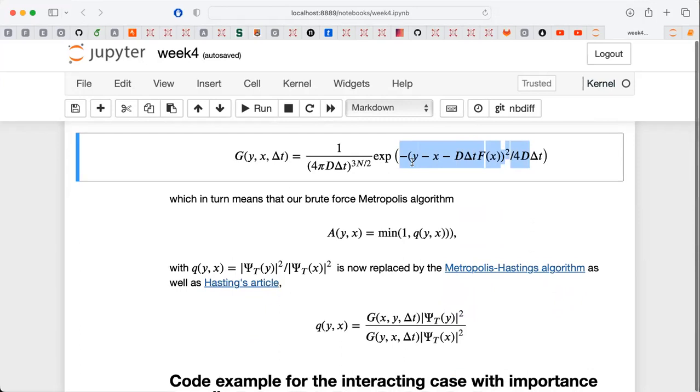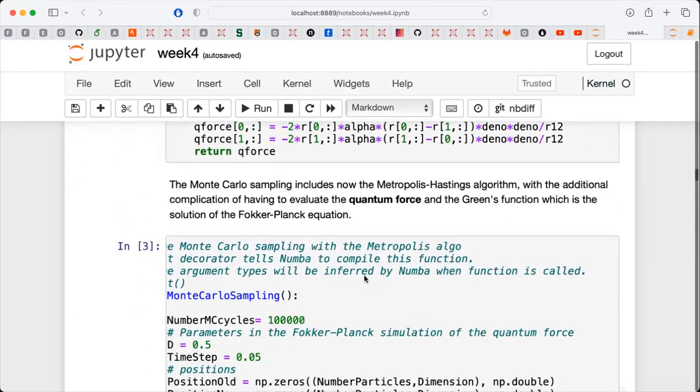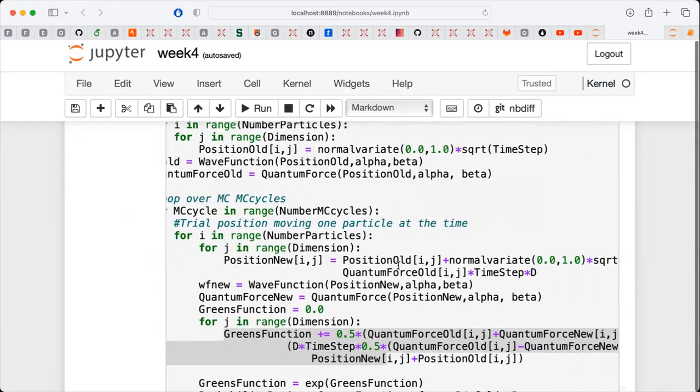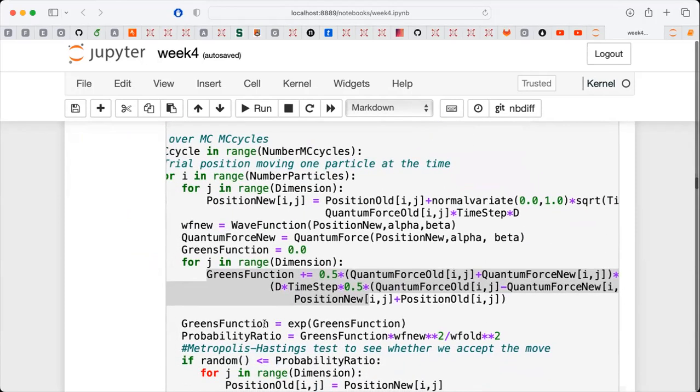And then I take the exponential afterwards, because it's stupid to calculate two exponentials and then divide. So I just calculate first the arguments and then take the exponential. And this is what is done here. So I calculate the arguments in here, the highlighted part, and then I calculate the Green's function, which is just the exponential of these arguments here.